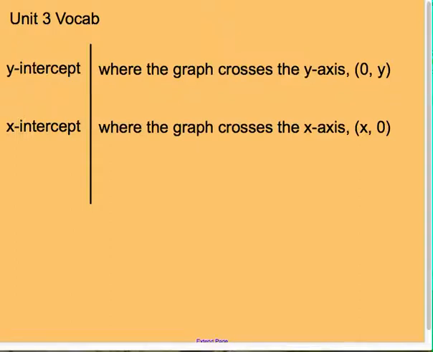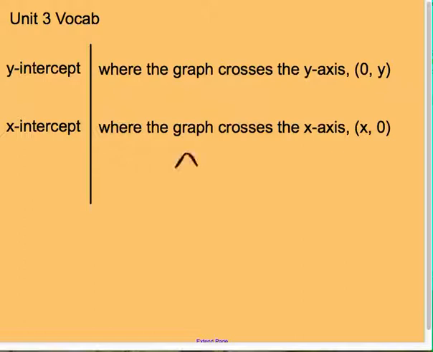Today's Learning Target 17, Day 2. We're going to take a look at graphing using a table, as well as graphing using an x and a y-intercept. So we've already seen the y-intercept, that's the start value of our graph, and the definition of the y-intercept is where the graph crosses the y-axis.